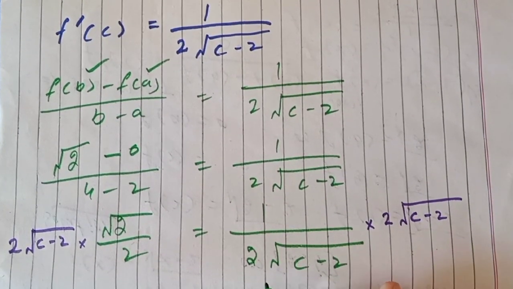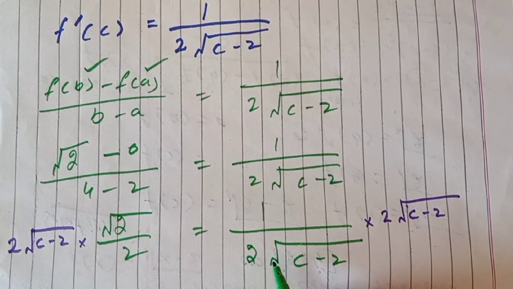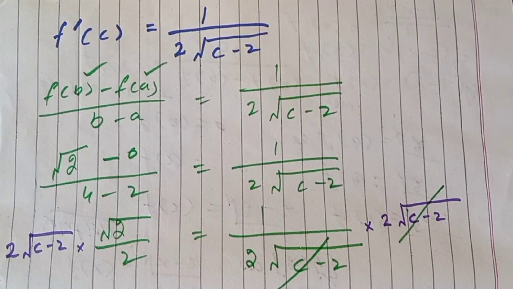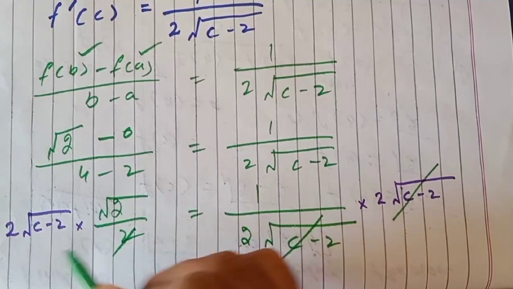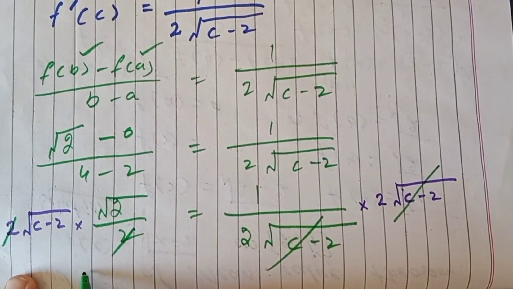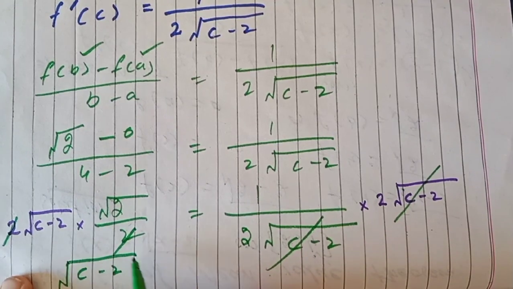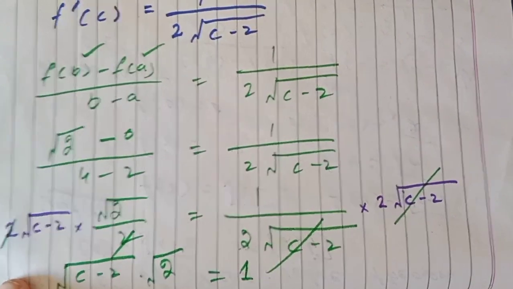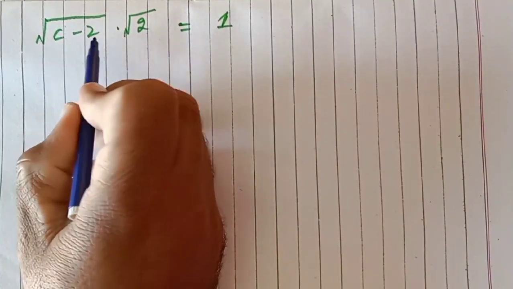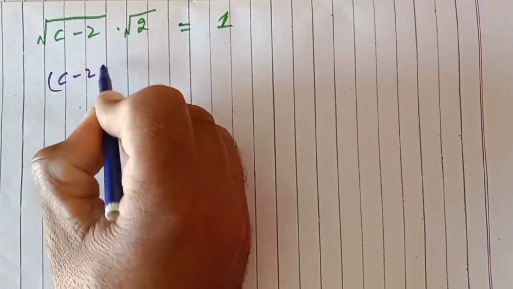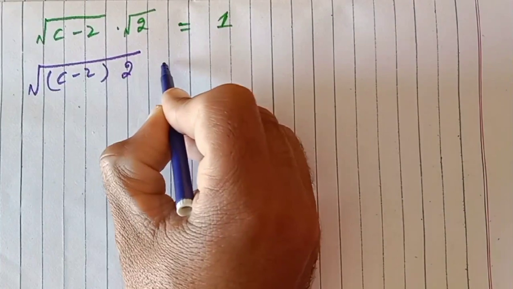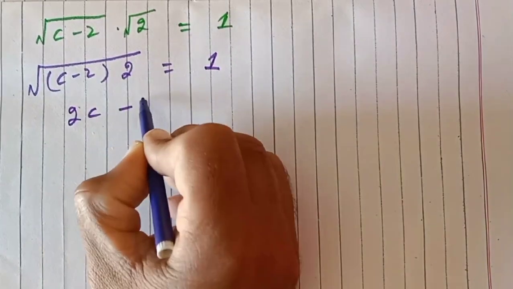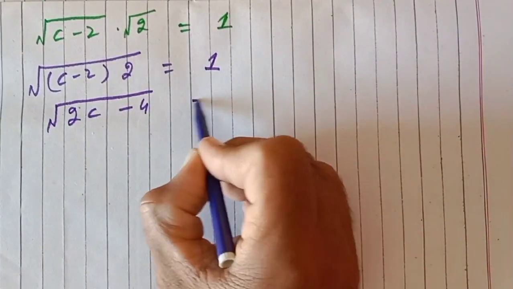Now multiply both sides by 2 square root of (c − 2). The 2 cancels by 2, and we will get √2 times √(c − 2) is equal to 1. We write it as √(2c − 4) is equal to 1.